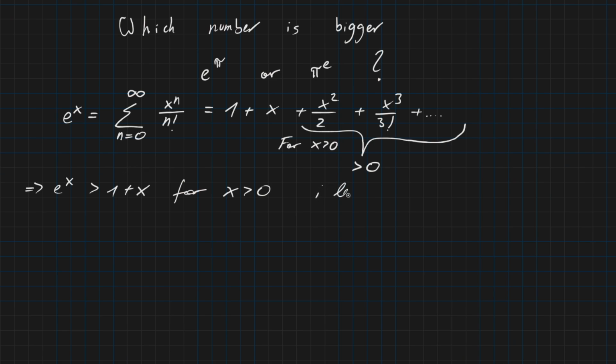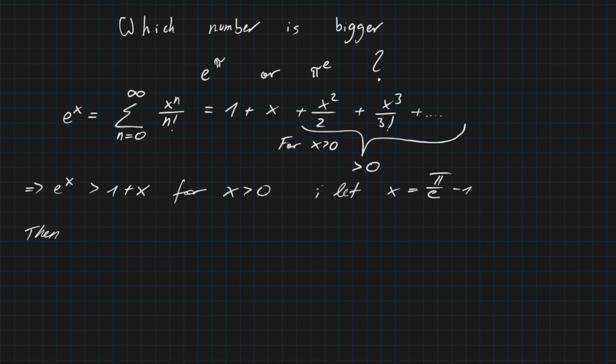And then we can set x as pi over e minus 1. And the goal is actually just to plug this x in. 1 and minus 1 cancel out. And then we can multiply by e and take on both sides the power e in order to get pi to the power of e.